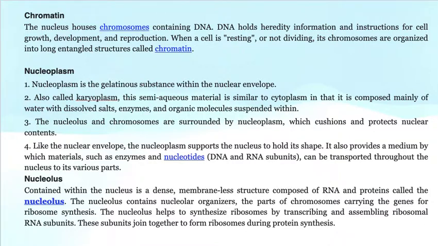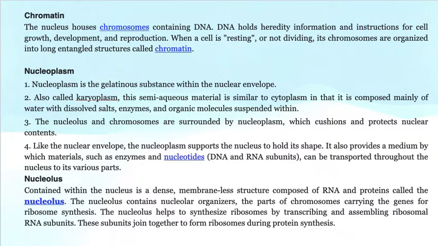Nucleoplasm is the gelatinous substance within the nuclear envelope, also called karyoplasm. This semi-aqueous material is similar to cytoplasm in that it is composed mainly of water with dissolved salts, enzymes, and organic molecules suspended within it. The nucleolus and chromosomes are surrounded by nucleoplasm, which cushions and protects the nuclear contents. Like the nuclear envelope, the nucleoplasm supports the nucleus to hold its shape. It also provides a medium by which materials such as enzymes, nucleotides, DNA, and RNA subunits can be transported throughout the nucleus to its various parts.